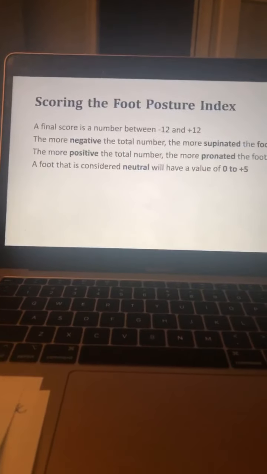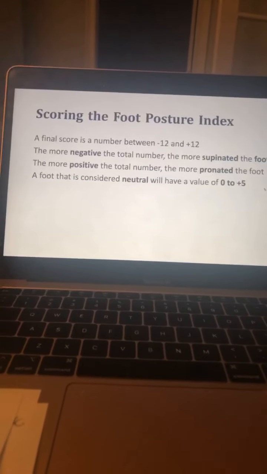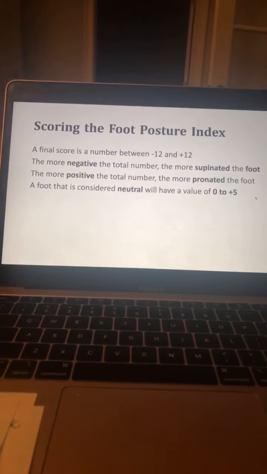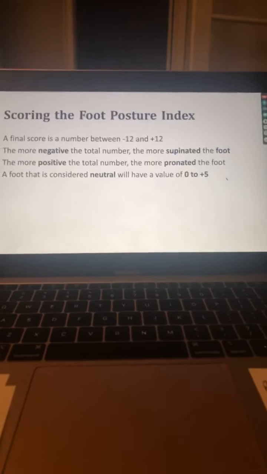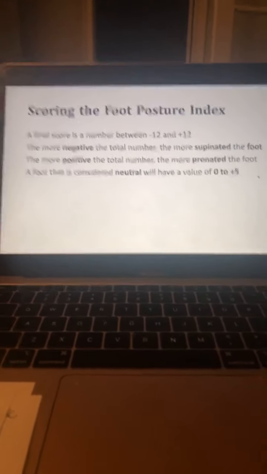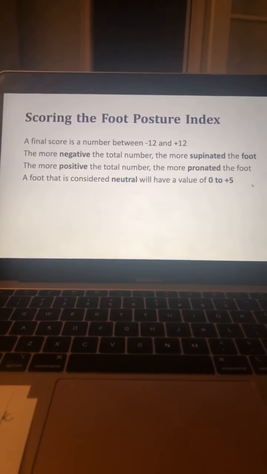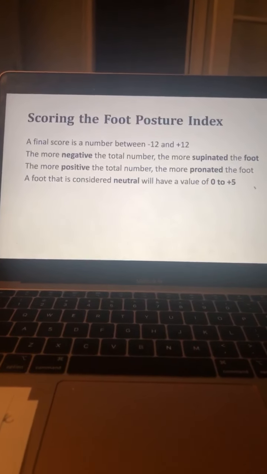So this score, just so you understand a little bit of the scoring, you'll see on the sheet, if you have negative numbers based off of the positioning of the forefoot and the rear foot, negative is going to mean supinated. So a minus 12 would be a super supinated foot. And then a positive number would actually be a pronated foot. So a positive 12 would be a very pronated foot.